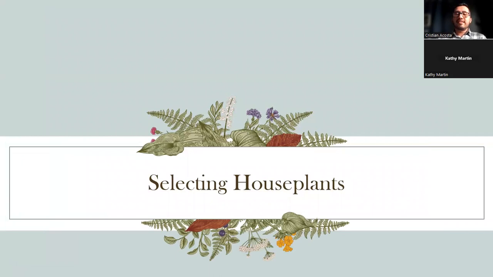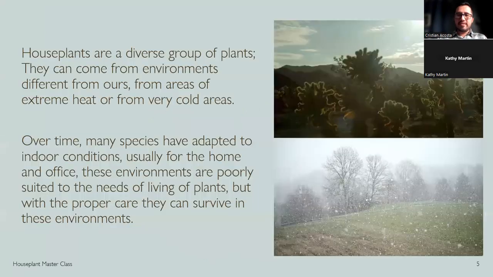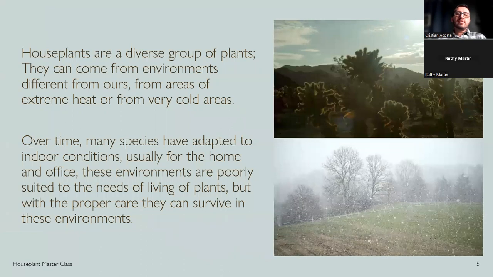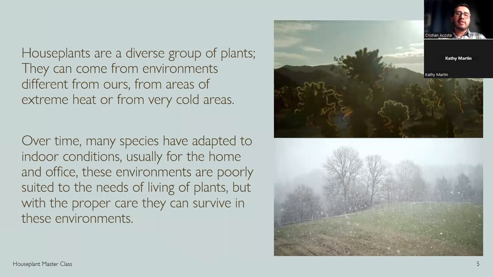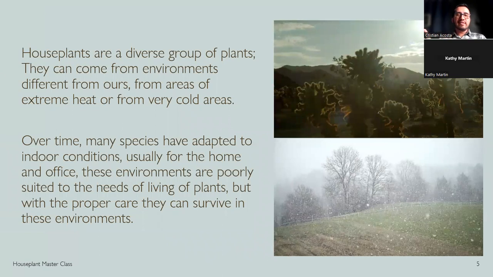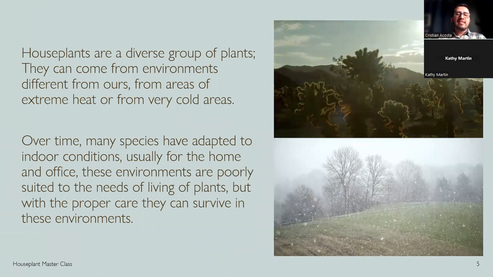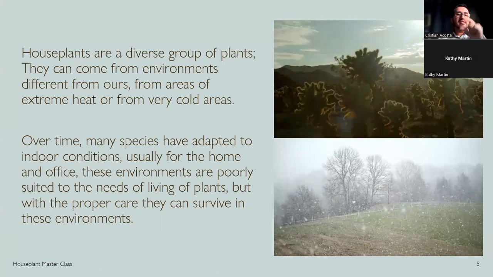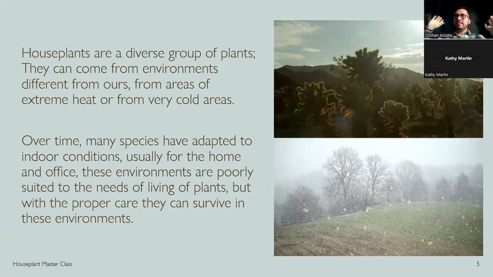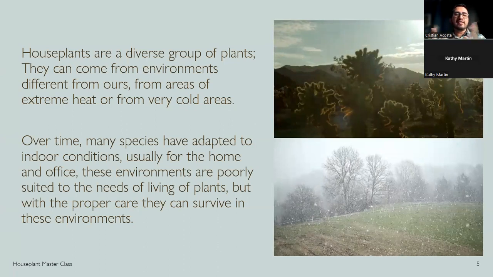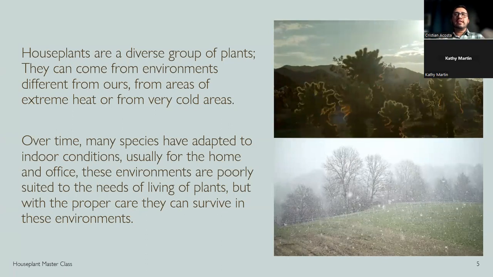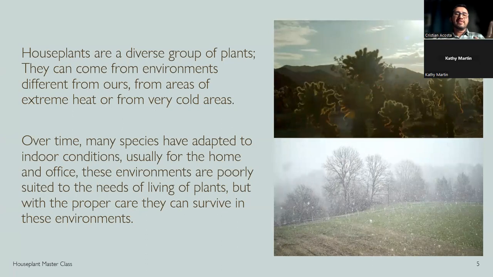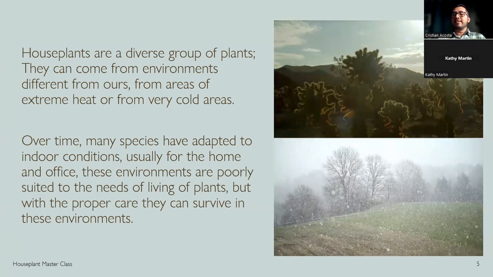It's about selecting houseplants. So how to start selecting houseplants. Houseplants are a diverse group of plants, and they can come from different environments. They can come from very hot areas or very cold areas. For example, cacti are usually in the desert, in very hot areas, but after a long process of adaptation to indoor conditions, which are totally different from the desert, they can still survive.